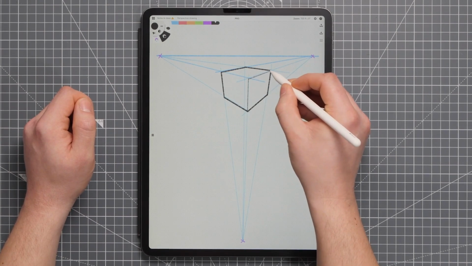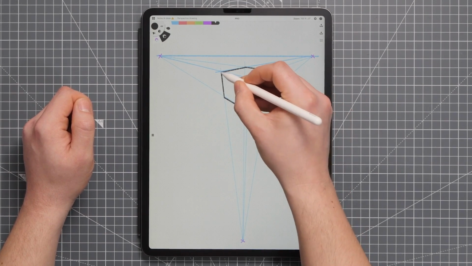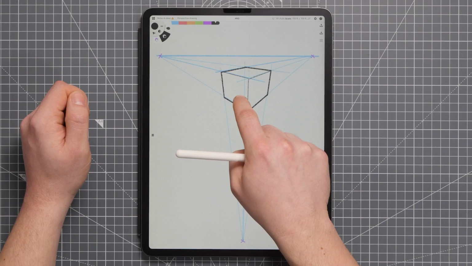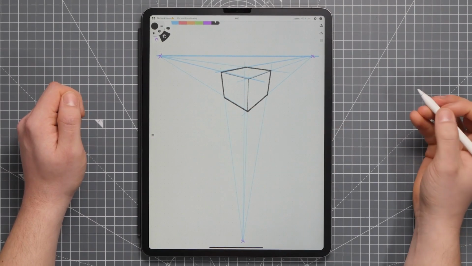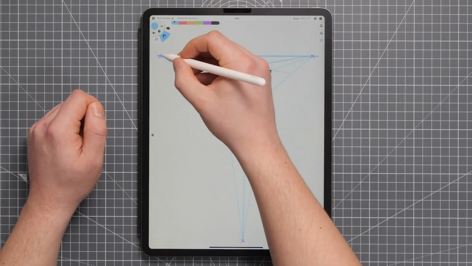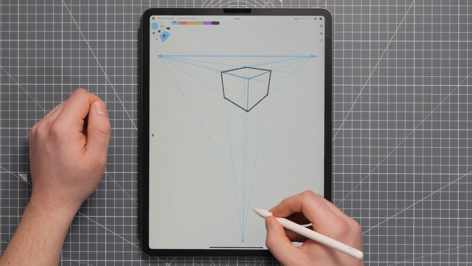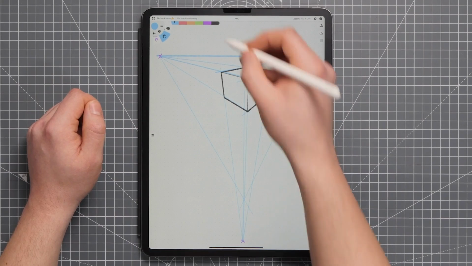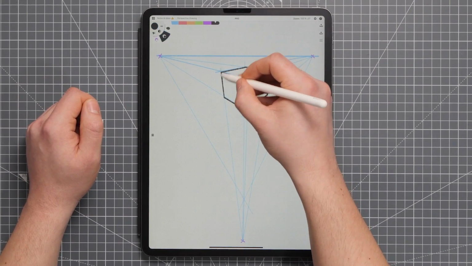Typically, it's used when drawing tall things like buildings when viewed from above or below. Sometimes these two viewing angles are referred to as bird's eye view and worm's eye view. If we extend this box closer to the third vanishing point, you can see how it could be perceived as a tall building viewed from the bird's eye view.